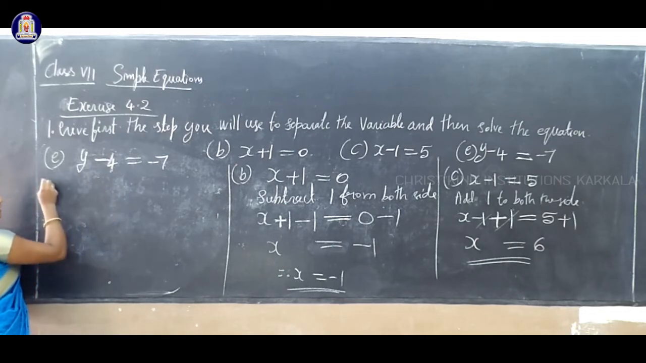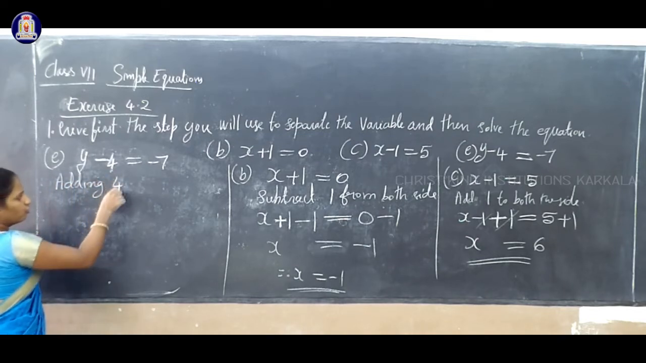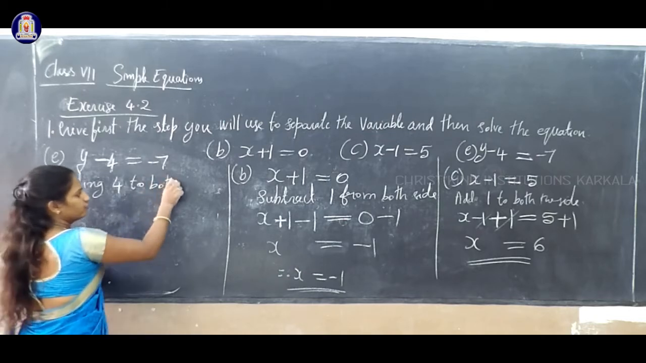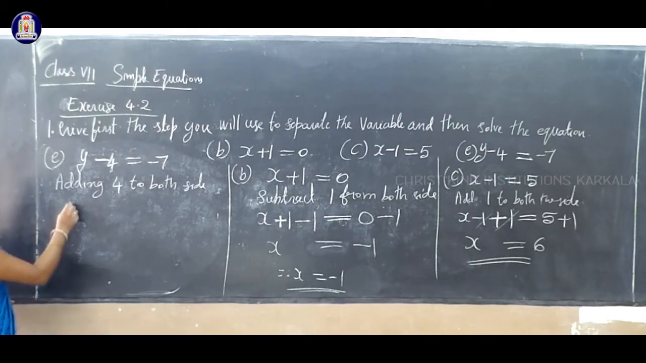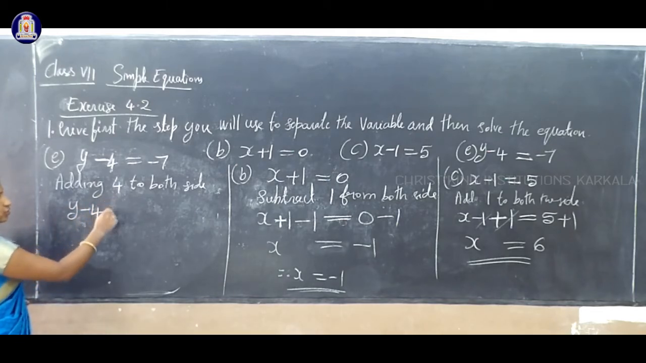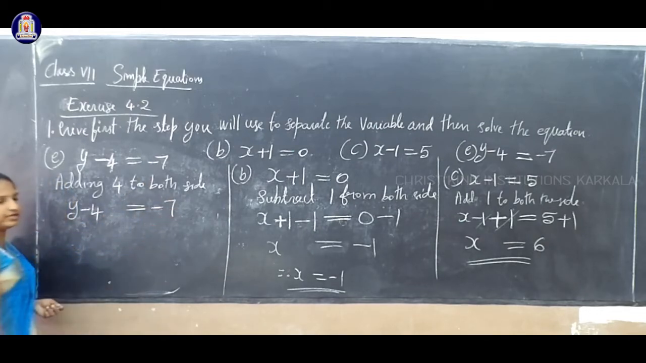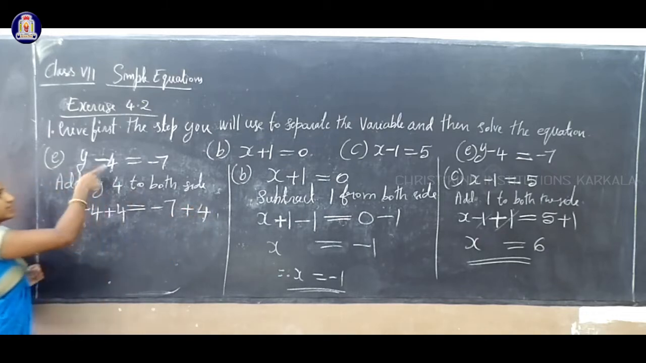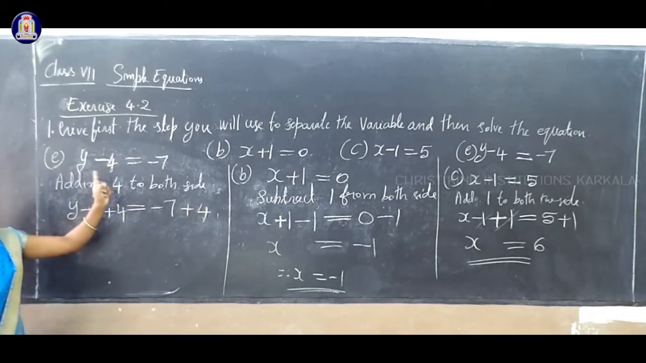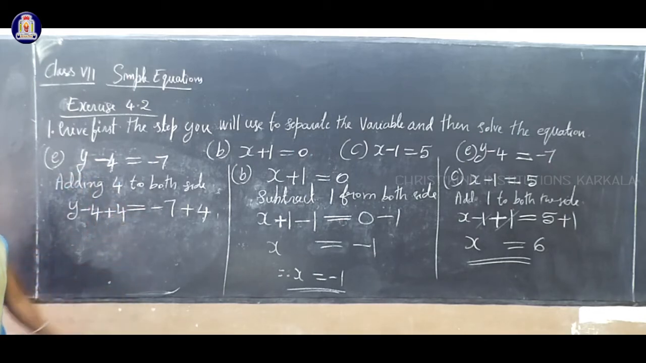Now in this question, we add 4 to both the sides. Clear? Y minus 4 is equal to minus 7. For this, you have to add plus 4 and also plus 4. The same number you should add. Minus 4, right? Write plus 4, plus 4. On both the sides, the same number you must add.